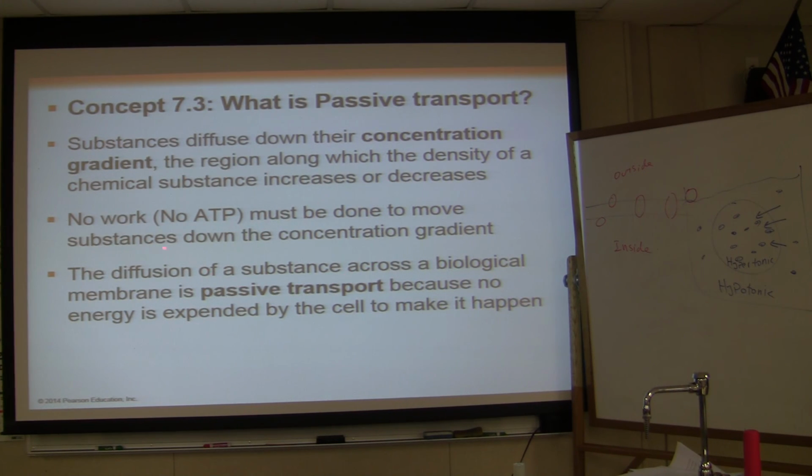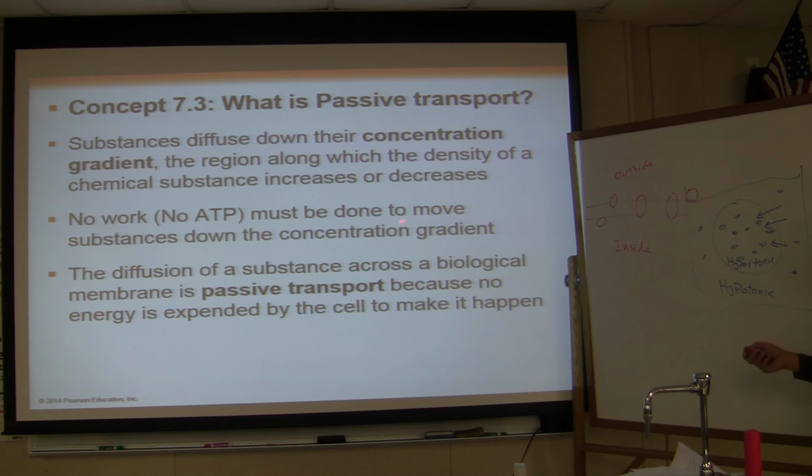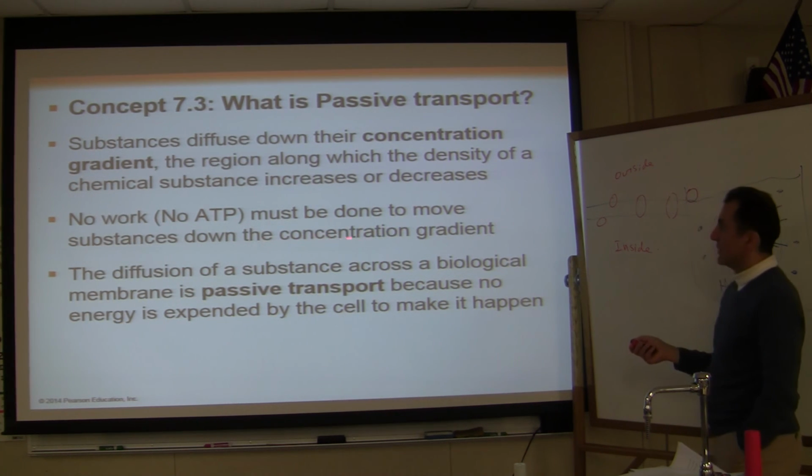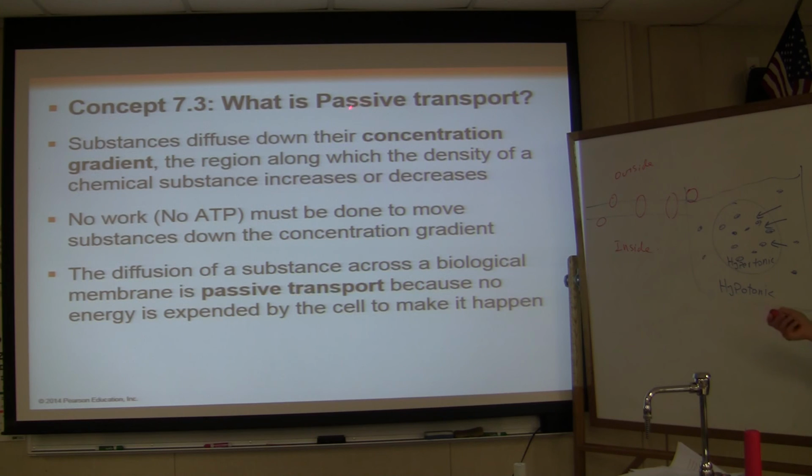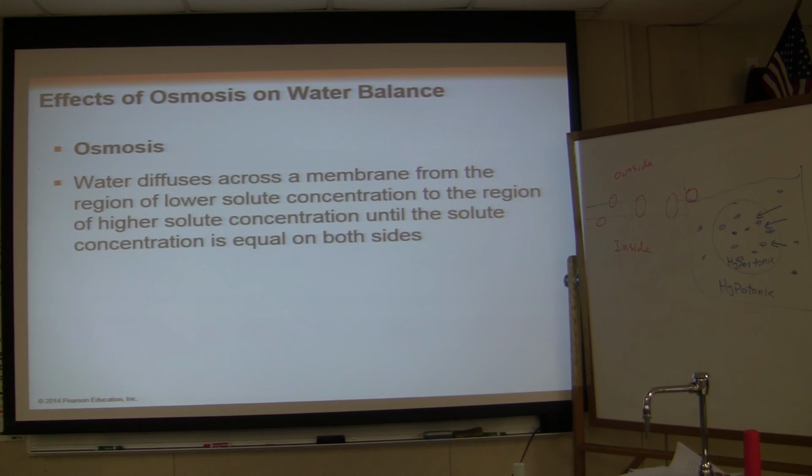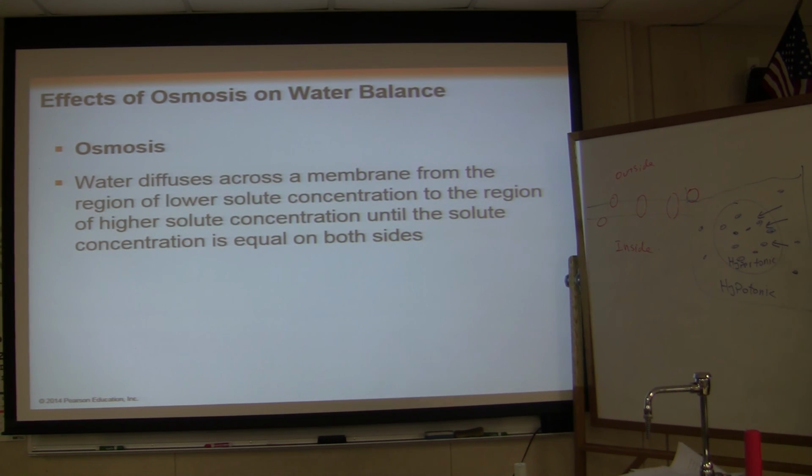The solute would move from a region in which the density of chemical substances is higher to lower. No work needs to be done to move substances down the concentration gradient. Of course, we're talking about passive transport. When the solutes are moving from outside of the cell to inside of the cell, no ATP needed. When these molecules are moving from inside of the cell to outside of the cell, these solutes, I'm not talking about water, I kept repeating that, no ATP needed. The diffusion of substances across a biological membrane is passive transport because no energy is expended, and we already talked about that. Osmosis, effect of water molecules.